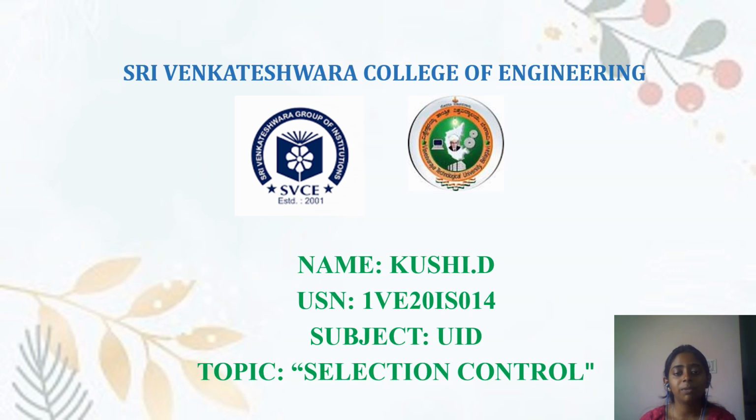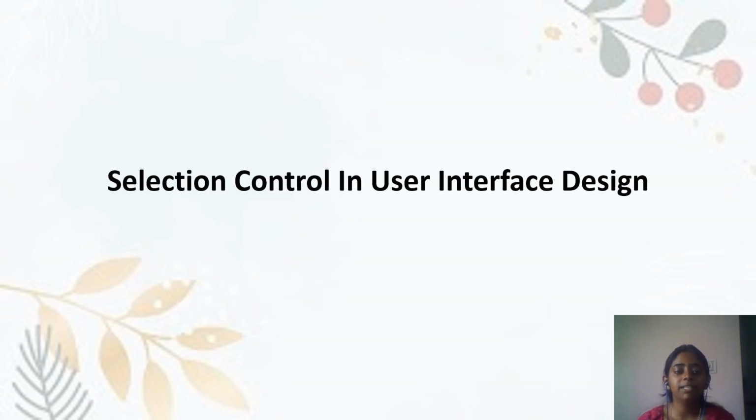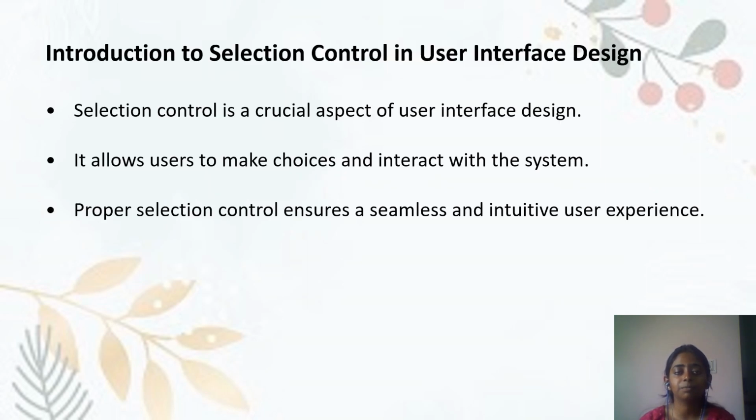So today's topic is selection control in user interface design. So today we will be discussing selection control in UID. Introduction to selection control in user interface design. Selection control is a crucial aspect of user interface design. It allows users to make choices and interact with the system. Proper selection control ensures a seamless and intuitive user experience.